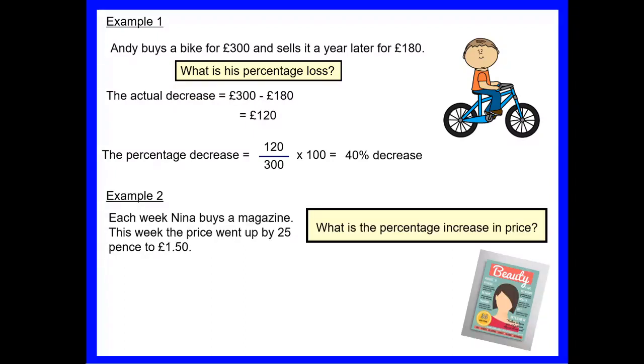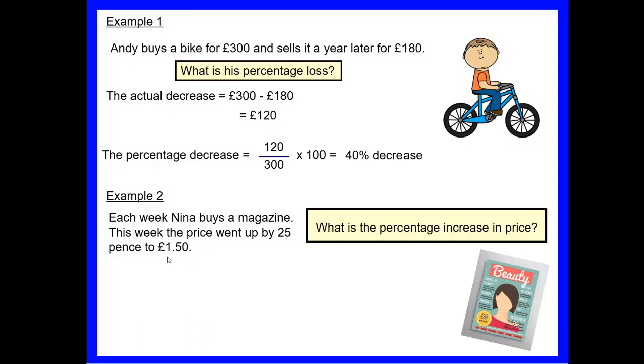So another example then. Each week Nina buys a magazine. This week the price went up by 25 pence to £1.50. What is the percentage increase in price? So again, the two bits of information we need to know the actual increase. So we've been told that this time in the question. We've been told that the week it went up by 25 pence. So that's the actual increase. And we need to divide that by the original amount. Well, this time we know what it is now. We need to work out what it was originally.